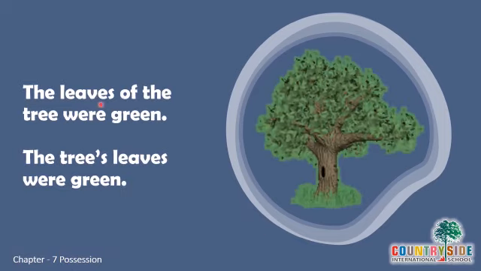The leaves of the tree were green. We are talking about the leaves. And whose leaves were they? The tree's leaves, right? The tree's leaves were green.